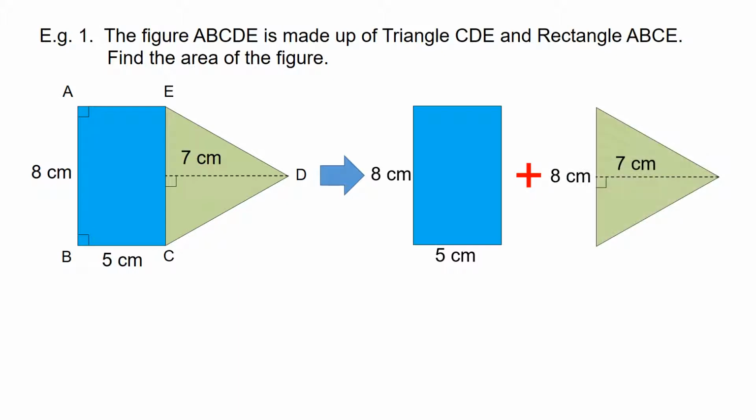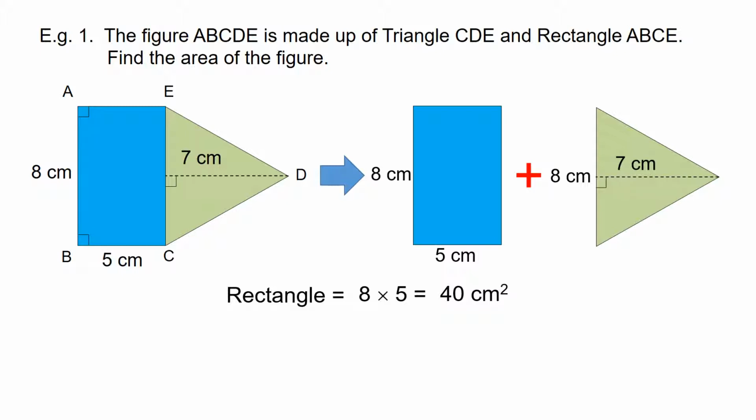So to find the area of this figure, you have to separately find the area of the rectangle, then you add it to the area of the triangle. So let's start with step number 1. Let's find the area of the rectangle. The area of the rectangle is 8 times 5, which is 40 square centimeters.